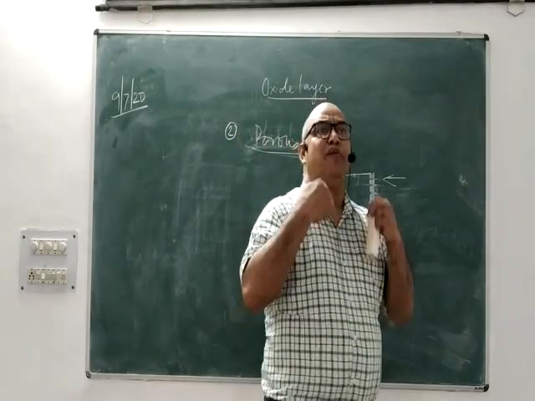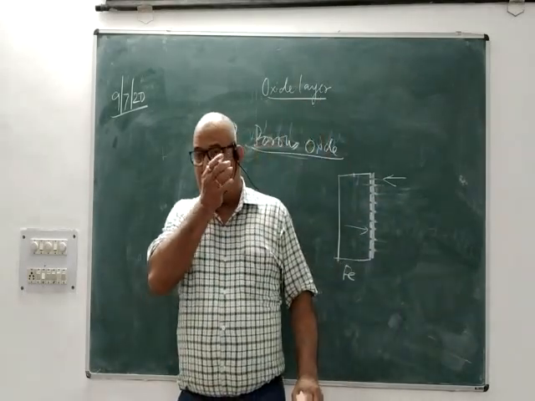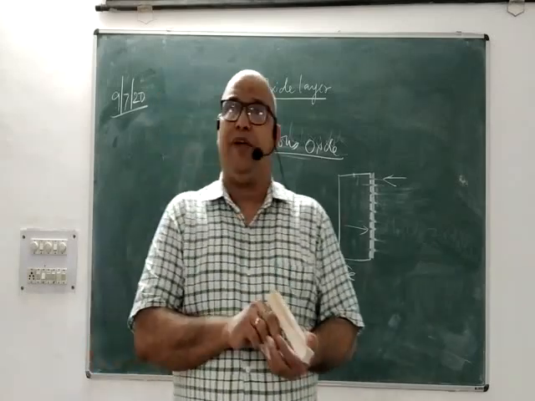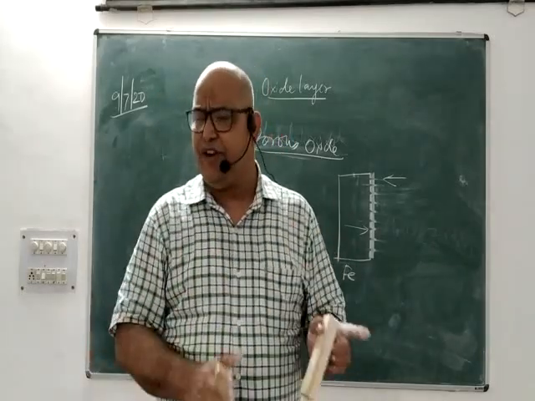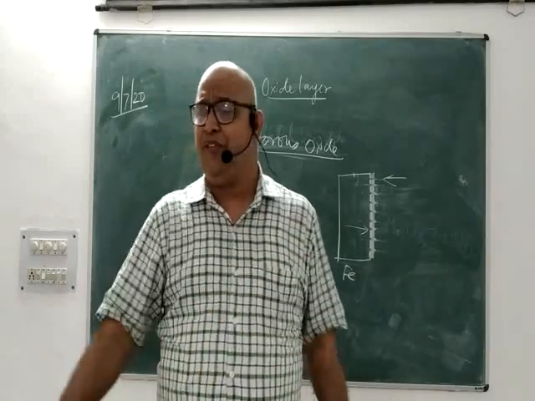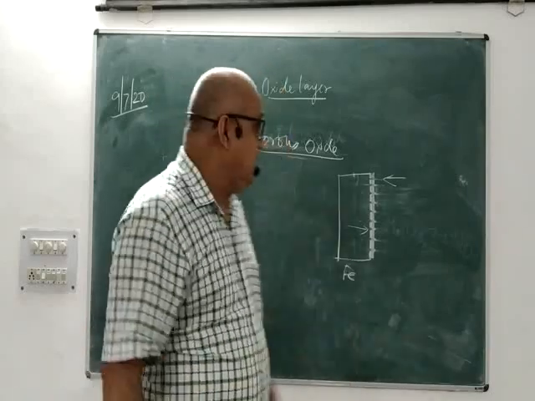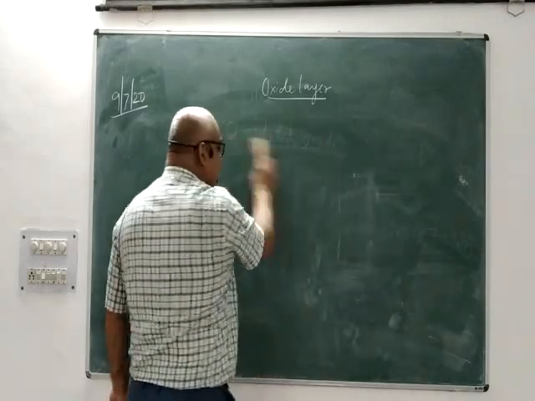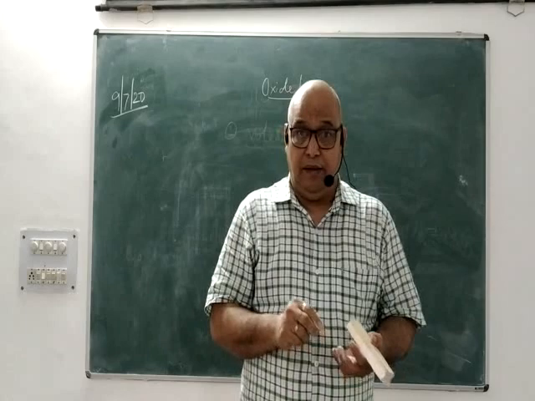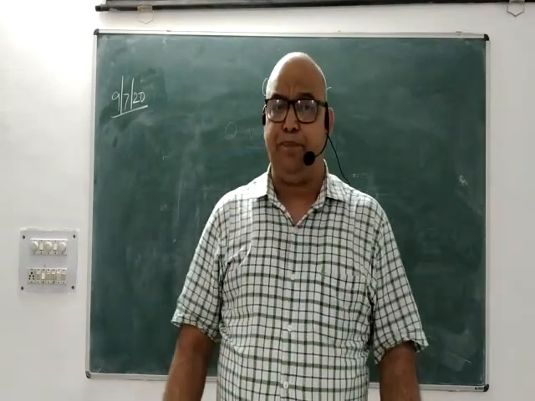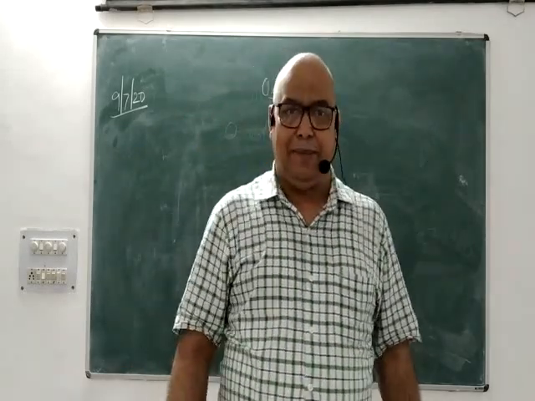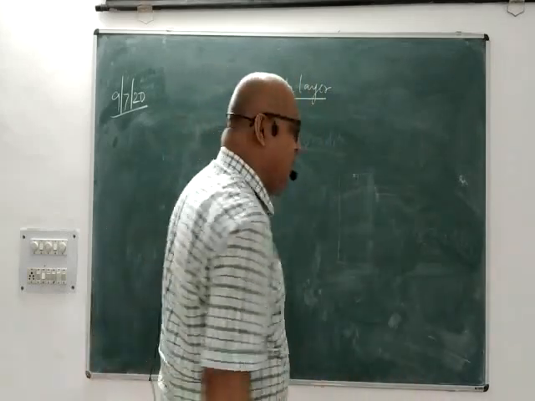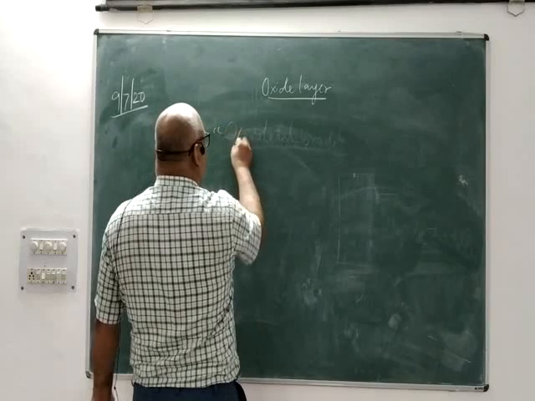Before I move further, I would like to summarize that oxide layer may be of 4 types. Number 1 was stable, second is unstable, number 3 is volatile, and number 4 is porous. Now, in this context, there is a famous rule proposed by 2 scientists, Pilling and Bedworth. According to them, I am writing first and then I will be explaining.